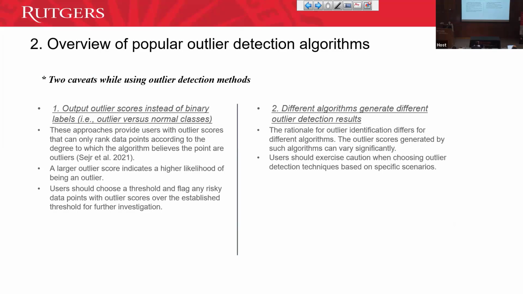These are two caveats you should take away if you try to use those methods in your analytics. The first caveat is that instead of directly outputting binary labels, outlier versus normal classes, the outlier detection methods only output outlier scores, and larger outlier scores indicate a higher likelihood of being an outlier. In this sense, the users should choose the cutoff and flag any risky data points with outlier scores above the established cutoff, and they can do some further investigation surrounding them. And the second caveat, sorry?